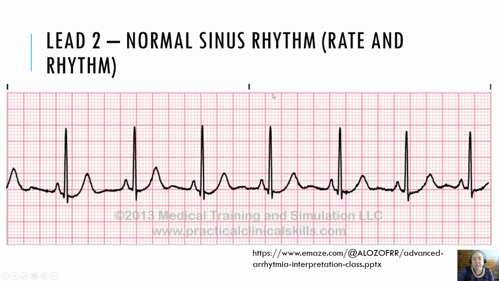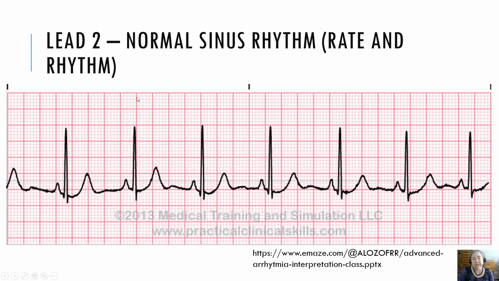All right, so using that, it looks to me like the rate here is a sinus rate. We have just under a second. We have 4/5 of a second between one QRS and the next QRS, and that suggests that the rate is 75.